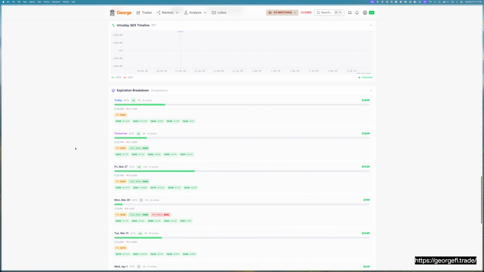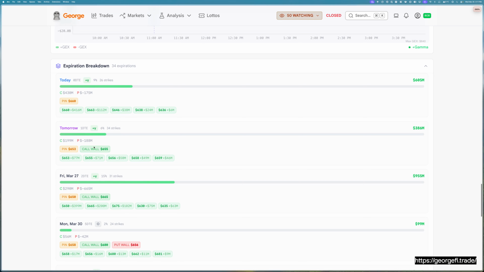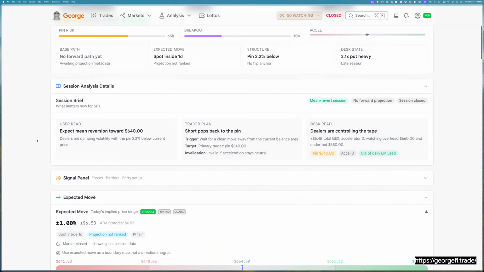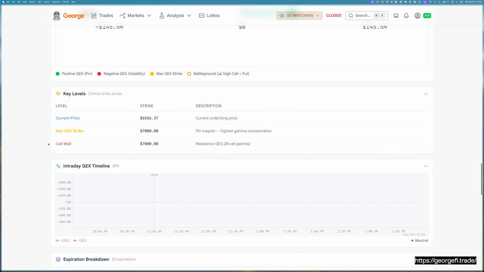And then you get the expiration breakdown where you can actually go and see where market makers are exposed and by how much volume. So for tomorrow, your pin at 653, your call wall 655, 653 right now 77 million bucks, 655 at 71. So leaning more downside than upside right now. And you can see that here you have relatively almost the same amount of call and put volume, but we'll see where that ends up. And if I look at the SPX one, let me just go back down and show you guys the different expiries for tomorrow.